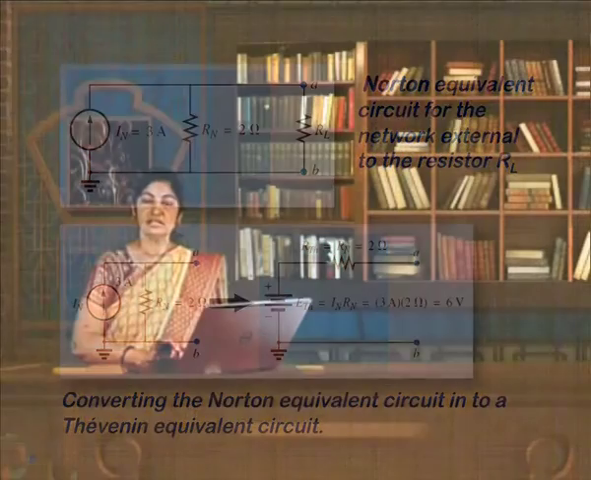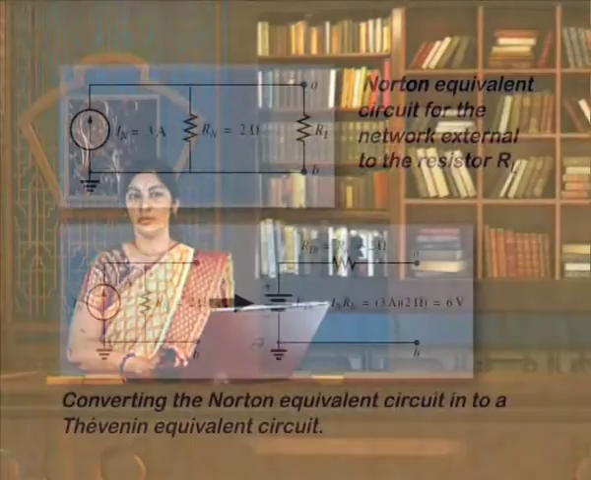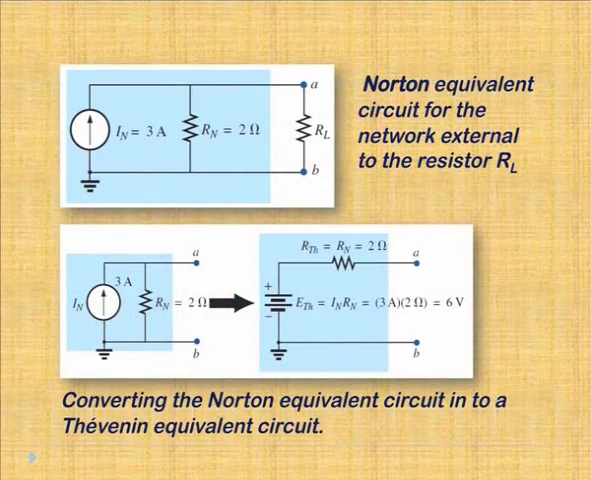Now, in the last, we can say we can convert any complicated network into its current equivalent circuit, and then we can again convert into the Thevenin equivalent circuit, or if we get directly the Thevenin equivalent circuit, we can convert it into the Norton equivalent circuit.